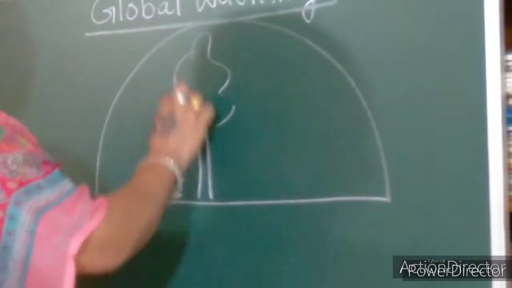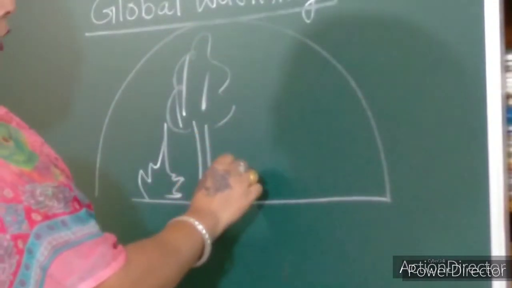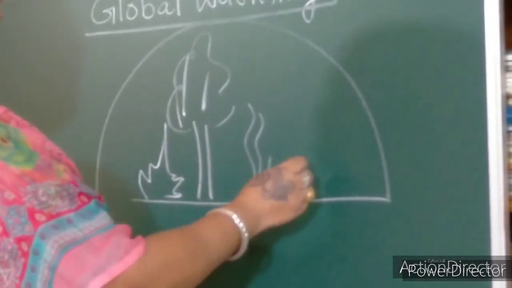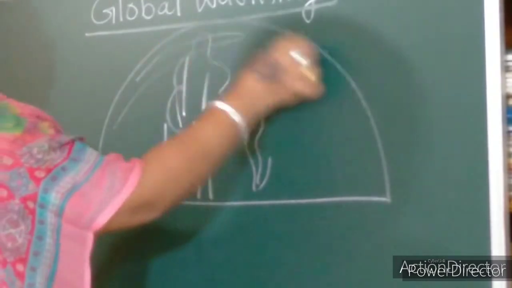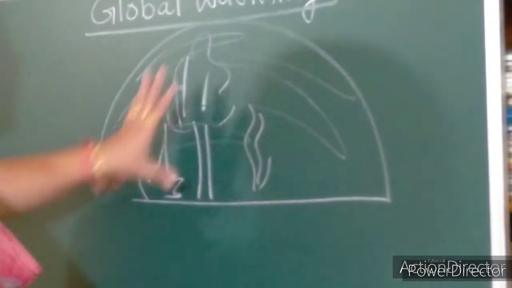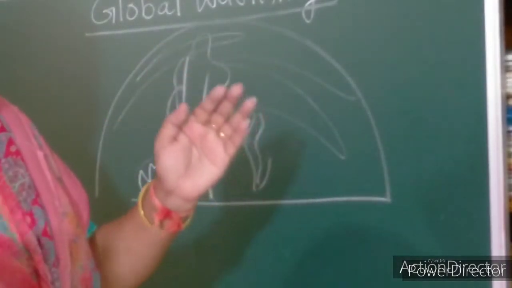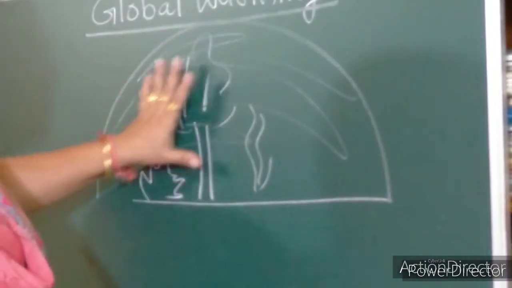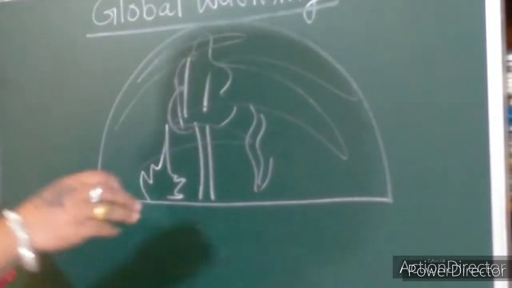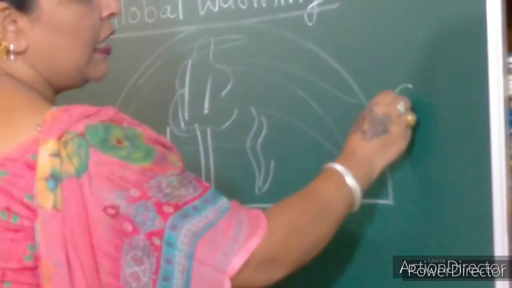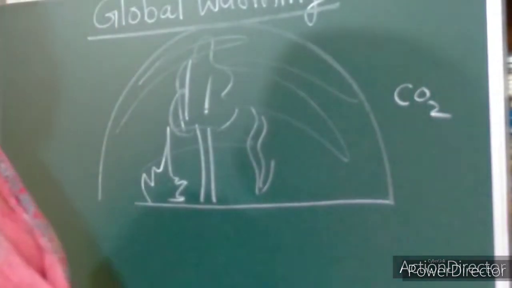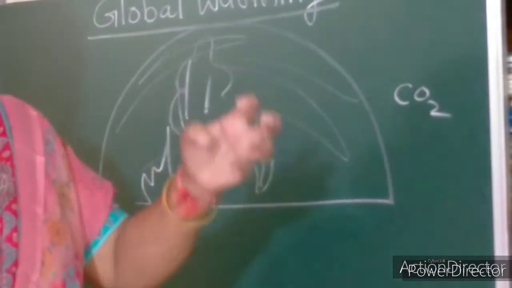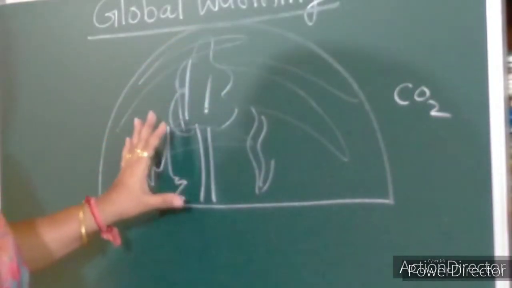But when the vehicular fumes and smoke are going up, all these things are accumulating here. It is like we are in the room and the room is filling up with smoke. In higher classes you will learn that they are emitting CO2, carbon dioxide, which traps the sun's energy, the sun's light, and makes the air hot.